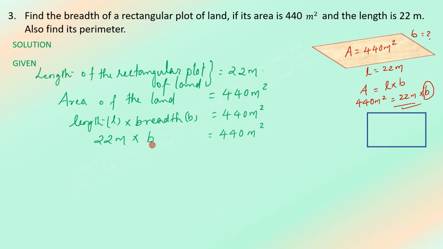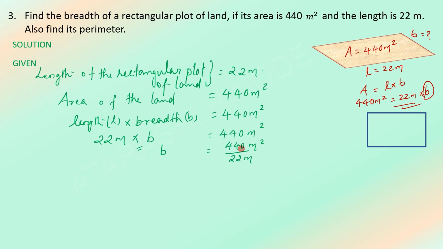Now for getting the value of B, we have to get B alone in the LHS. So we have to take this 22 to the right hand side. Since it is a multiplication here, on the right hand side it becomes a division. So here B equal to 440 meter square divided by this 22 meter.